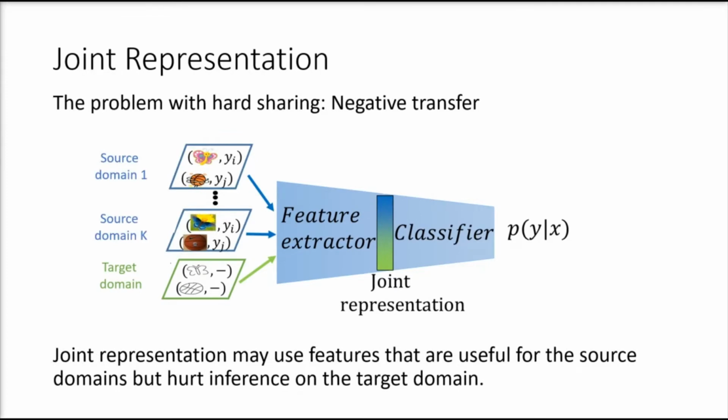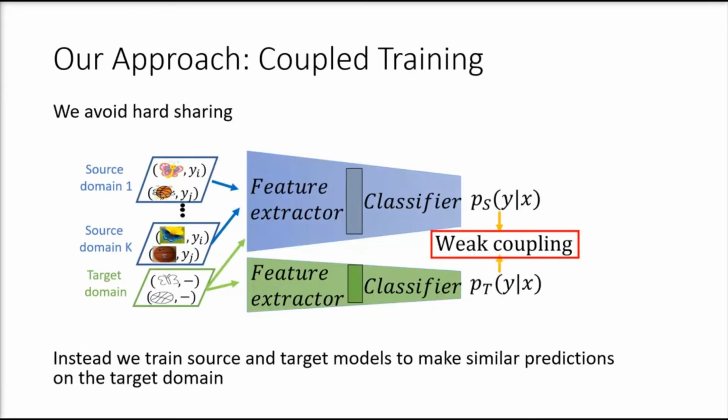This hard sharing of representation often suffers from negative transfer, where features that are useful for the source domains are learned even if they hurt inference on the target domain. In our approach, we avoid hard sharing of representations and describe a soft sharing scheme. Instead of constraining source and target models to use the same features, we encourage them to make similar predictions on the target domain. Let me describe the components of our approach.